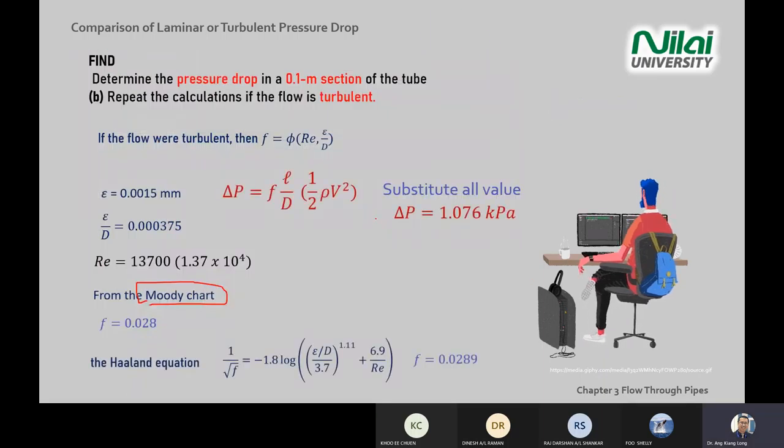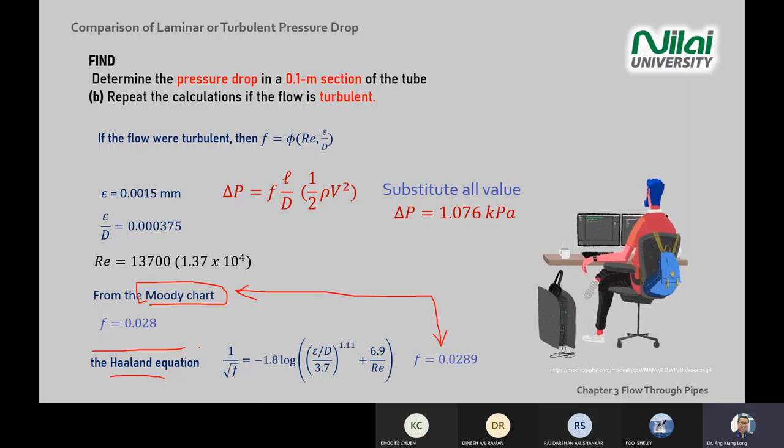Substitute, you get marks, or you can double check. Sometimes I will give you some points. I will ask you to use the Haaland equation to check what is the error between the Moody chart and the Haaland equation. Of course, I won't mention the Haaland equation. I will mention what is the error between the graphical method and the numerical method. So the Moody chart is the graphical method. The Haaland equation is the numerical method.